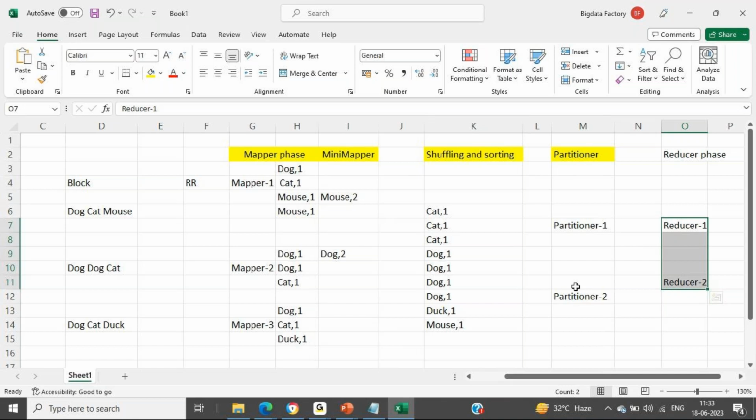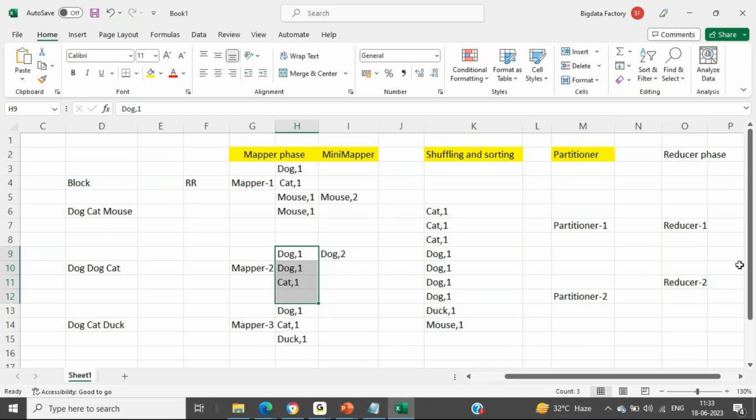No, no. His point is that it categorizes the data: dog one, mouse two the first time, and dog one, cat one, dog one the second time, and duck one are different. So all three types of data are categorized, and then again shuffling and sorting and giving the partition to the reducer. I know that, but with the same process we can add the Minimapper for dog one, cat one there.